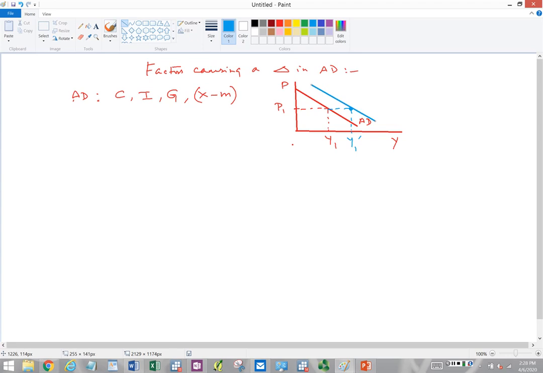Correct? So this is what's meant by an increase in aggregate demand, a rightward shift. Same price level, and yet the shoppers buy more. So what might cause something like this to happen? Let's look at C, I, G, and X minus M separately. Again, I'm going over old ground here.